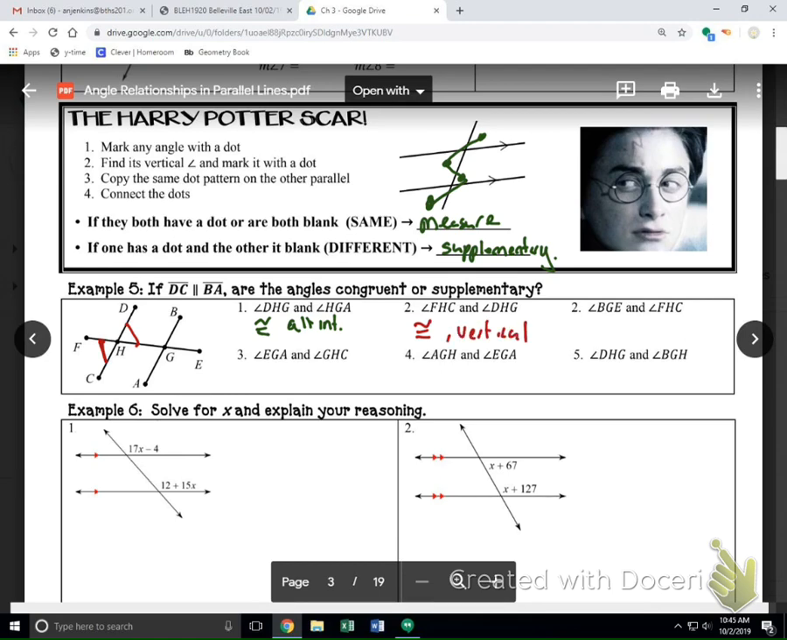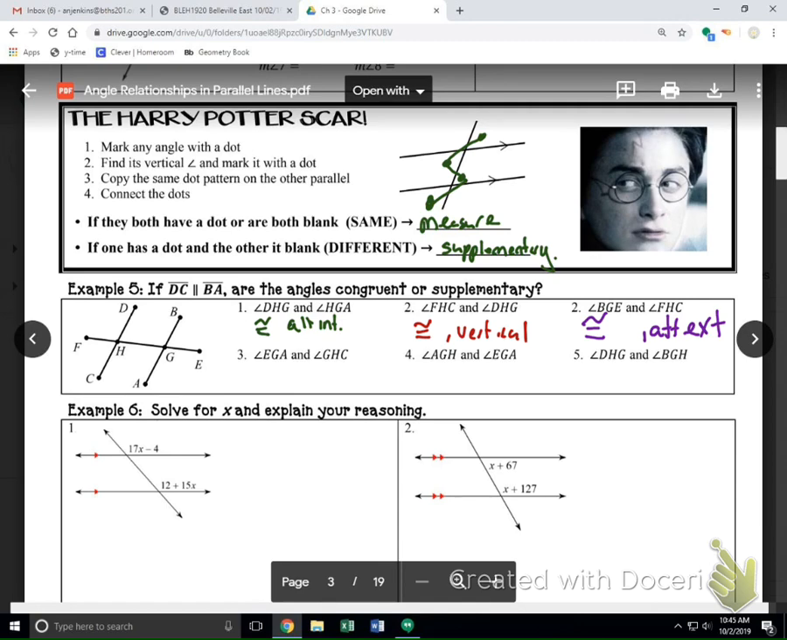Okay, our next one, let me erase that. We have BGE, and we have FHC. What do we know about those two angles? Alternate exterior, and what do we know about alternate exterior? Yep, they're congruent. Alternate exterior.